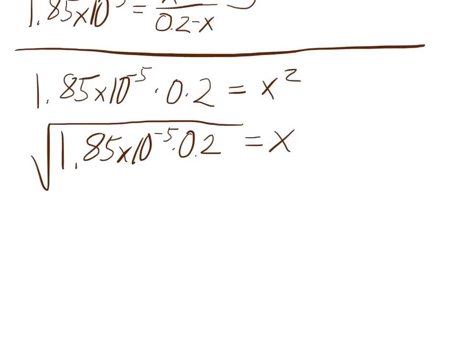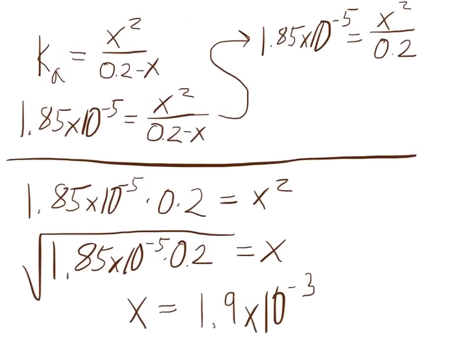Let me get a calculator. Alright, I got it. Okay, so x equals 1.9 times 10 to the negative third. Alright, so we found x. And you're thinking, Josh, why were we looking for x again? Well, I'll tell you real quick because I got time.